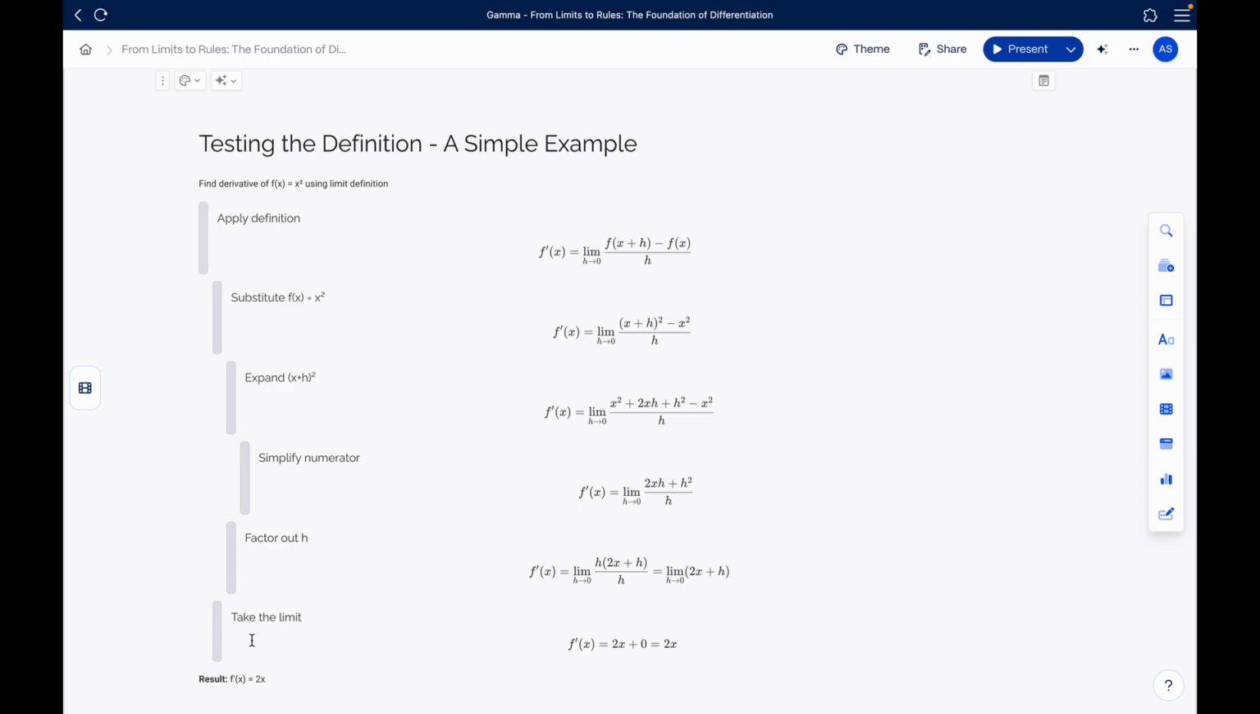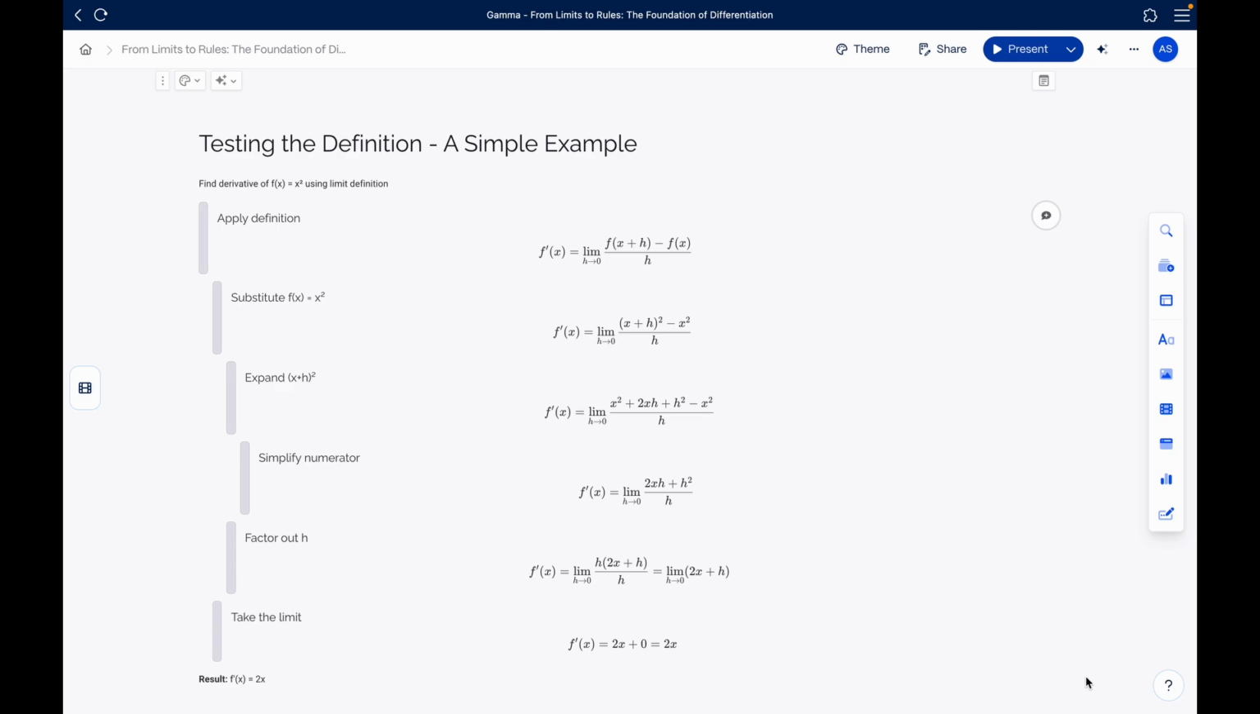Now, if you expand it, you'll get x squared plus 2xh plus h squared minus x squared over h. What you might notice is that we already have x squared and negative x squared, so that's our next step to simplify the numerator. So we have f dash of x is equal to the limit as h approaches 0 of 2xh plus h squared over h. That's a lot of h's, and then we have to factor out h to get the limit as h approaches 0 of 2x plus h.